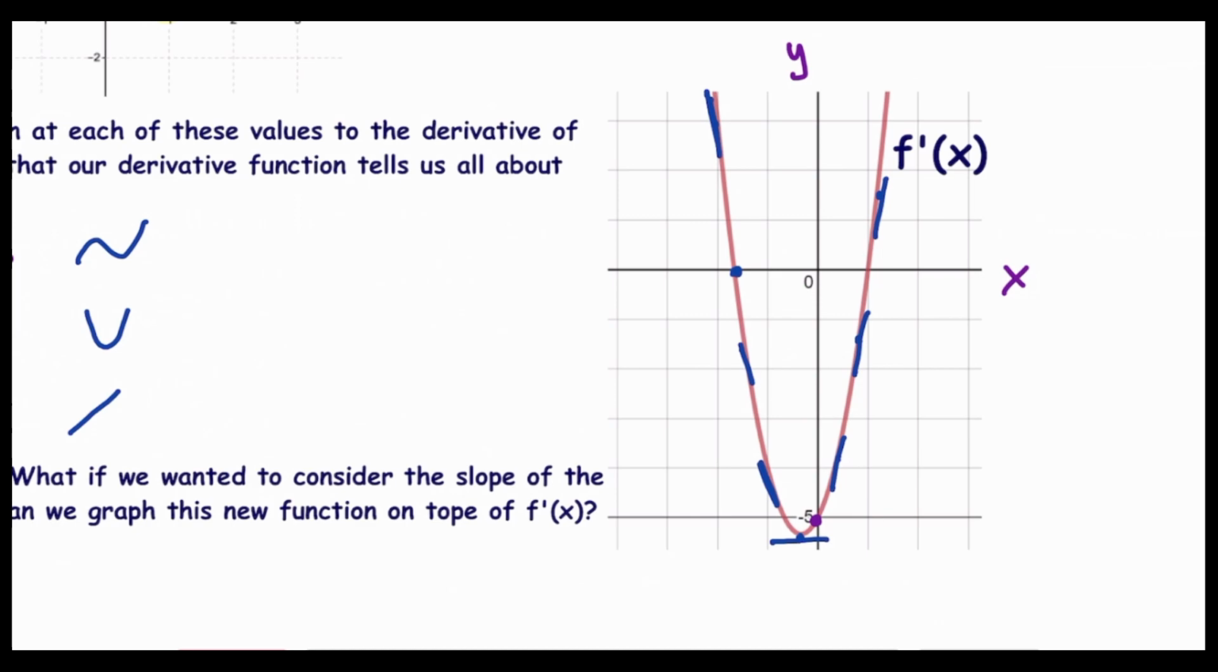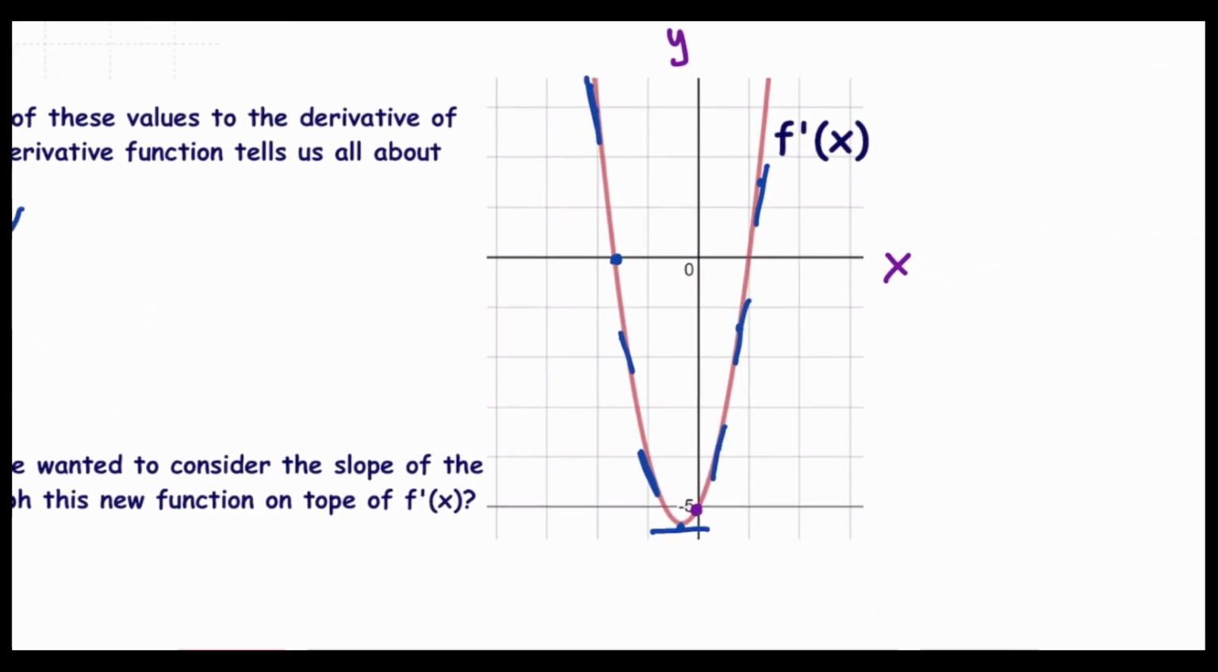A couple other things you want to consider. Is this differentiable everywhere? So consider, is it smooth? And is it continuous? And in this case it is, so the derivative exists everywhere. That's no problem. We don't really need to worry about it. And let's try graphing our second derivative. Let's try graphing our f prime x.